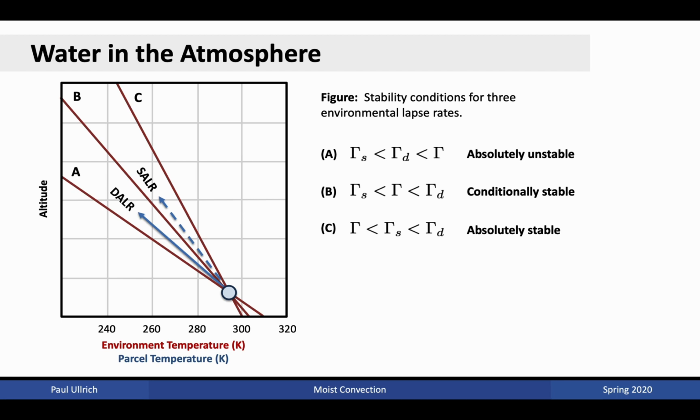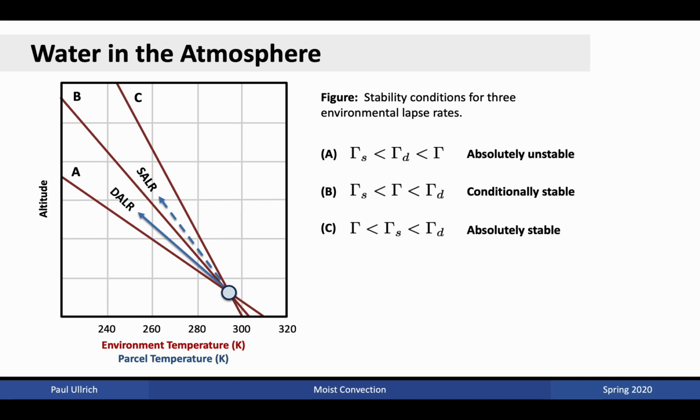Alright, here's a depiction of what I described a moment ago. Namely, we have a saturated adiabatic lapse rate depicted with the dashed blue arrow here, and a dry adiabatic lapse rate depicted with the solid arrow. Recall the saturated adiabatic lapse rate decreases more slowly with temperature as one goes to higher altitude. The three red curves here depict various environmental conditions. Curve A on the far left is absolutely unstable. That is, its lapse rate is larger than the dry adiabatic lapse rate and larger than the saturated adiabatic lapse rate. Consequently, any parcel in this environment will find itself to be unstable and will rise against the background.